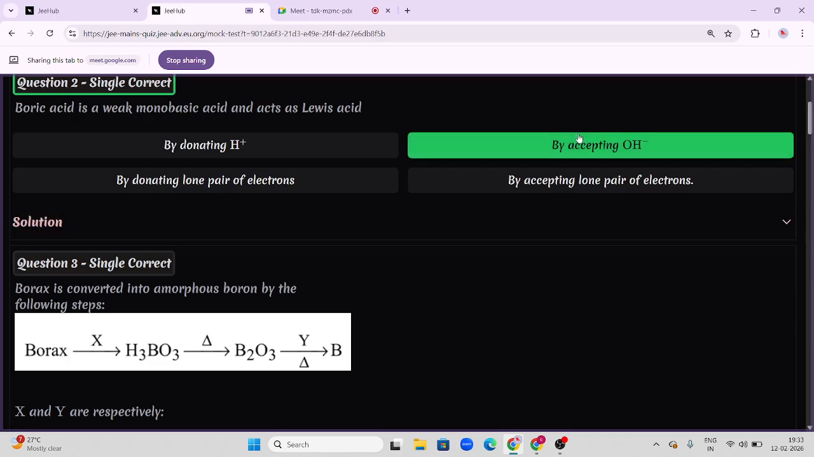We know boric acid is a weak monobasic acid as well as a Lewis acid. Boric acid dissolved in water will abstract the OH minus from the water, and the H plus ion is available only from the water, not from boric acid here. So what are the terminologies we can say? Boric acid is a non-protic acid. It is a weak monobasic acid. It is a Lewis acid.